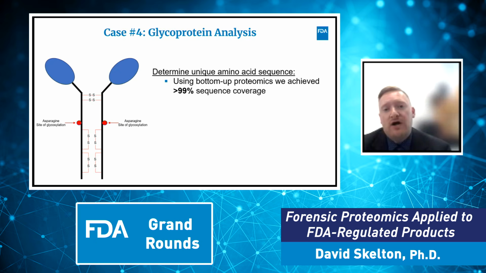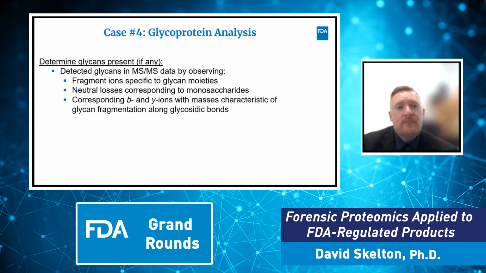So using our bottom-up proteomics approach, we were able to determine or account for greater than 99% sequence coverage. So we were able to determine the unique amino acid sequence of the suspect and confirm that that did match what was known to be for the biotherapeutic. And next, we need to determine if there were any glycans present.